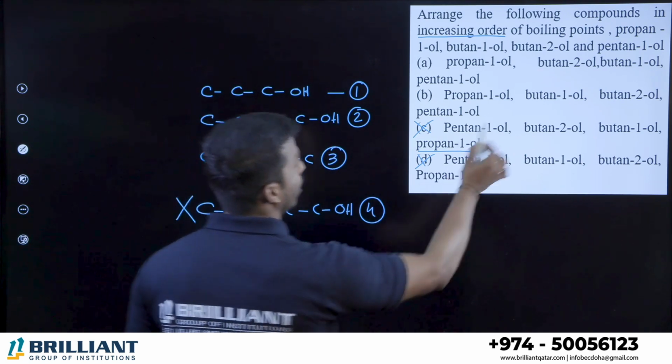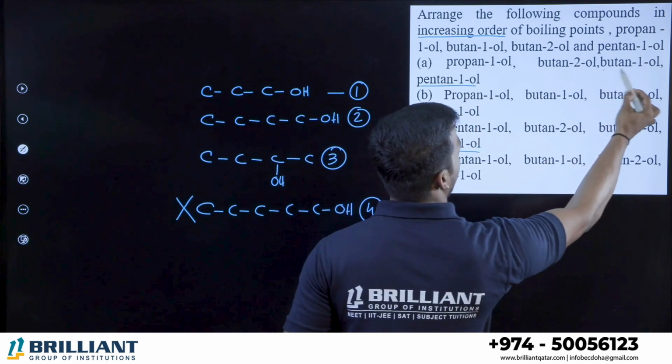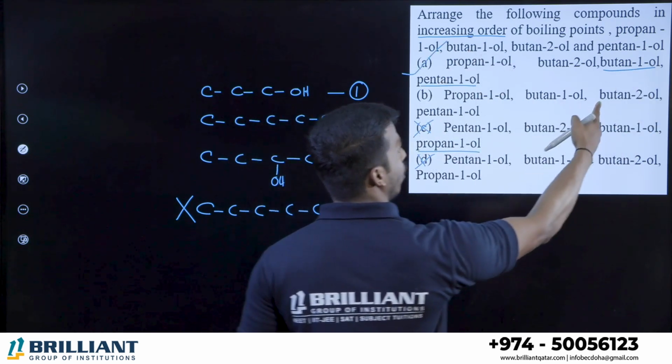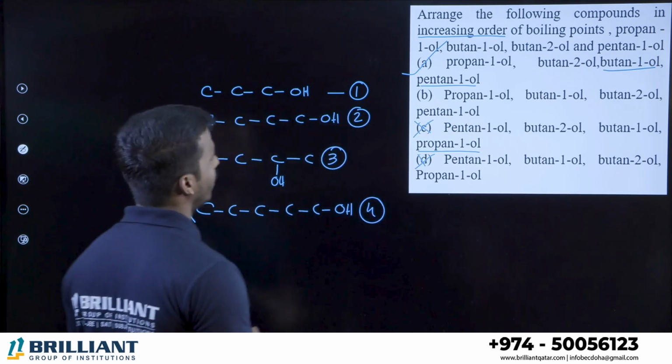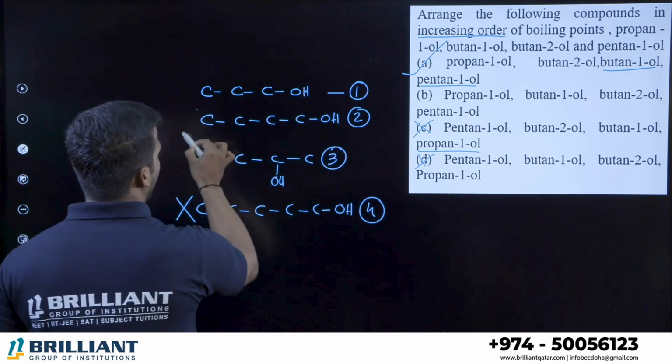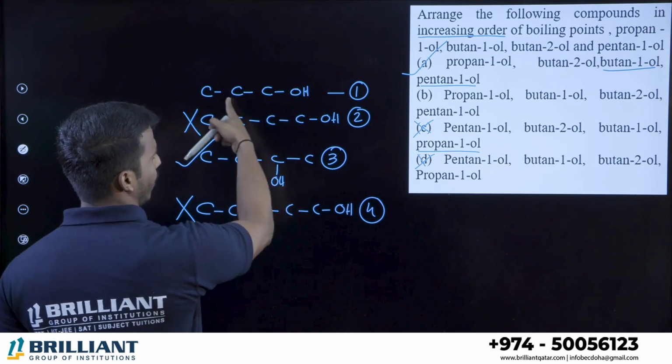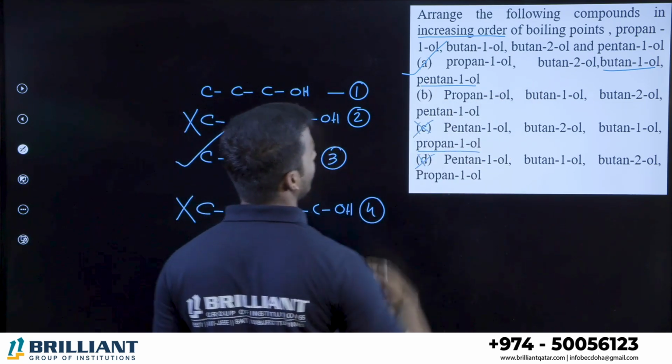Where is butan-1-ol? After pentan-1-ol, butan-1-ol is greater, that is option A. But here they have given pentan-1-ol, then butan-2-ol. No. So after pentan-1-ol, we can go with which one? Pentan-2-ol, then propanol. Yes, the correct answer is given in option A.